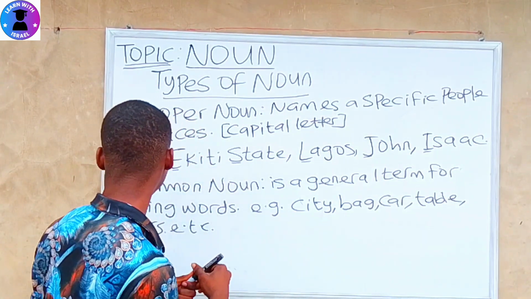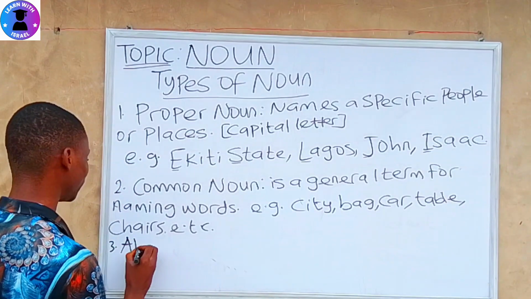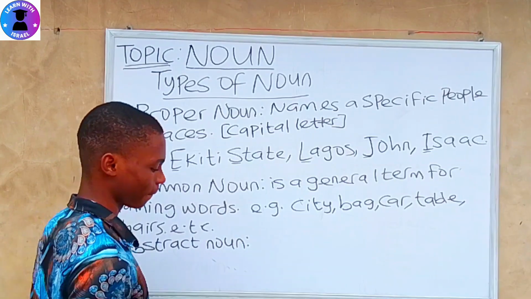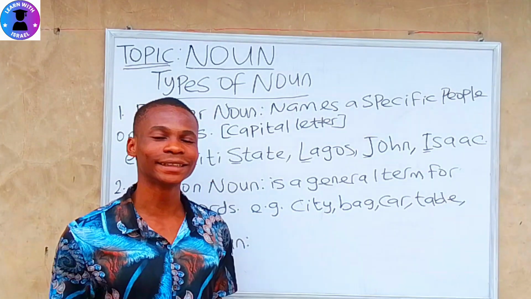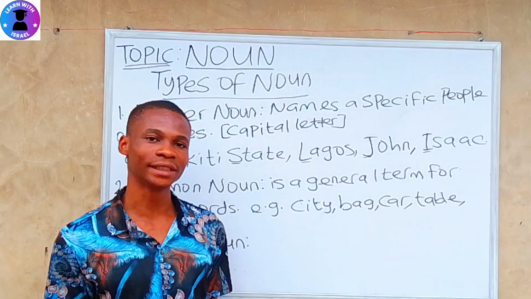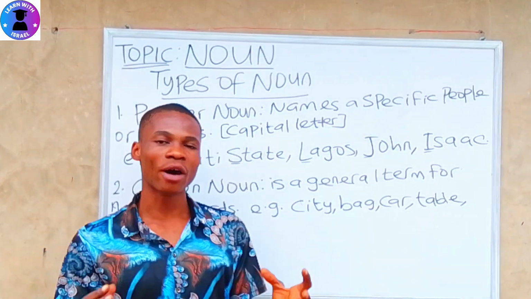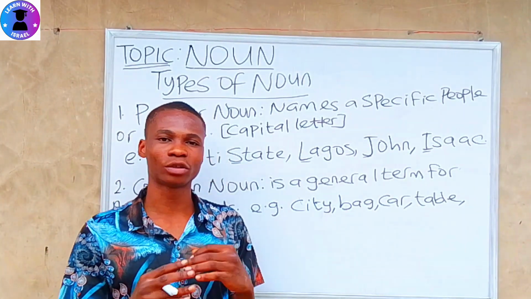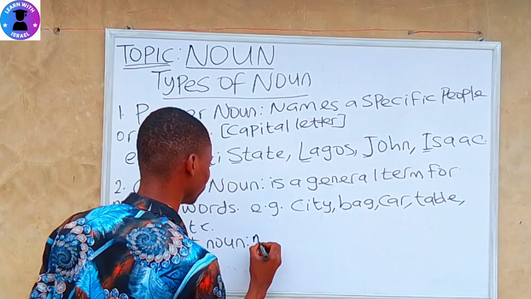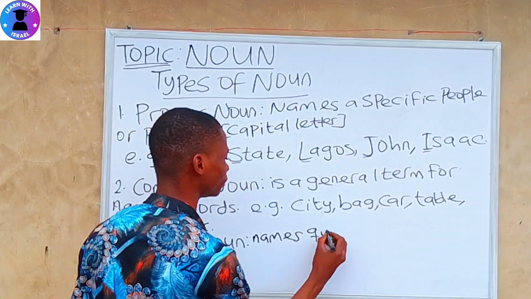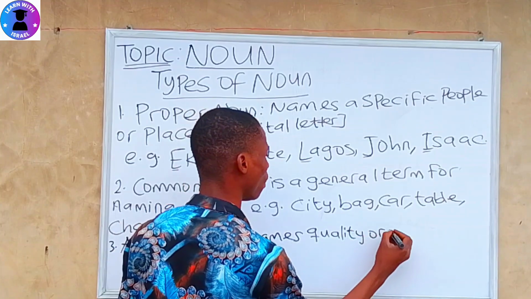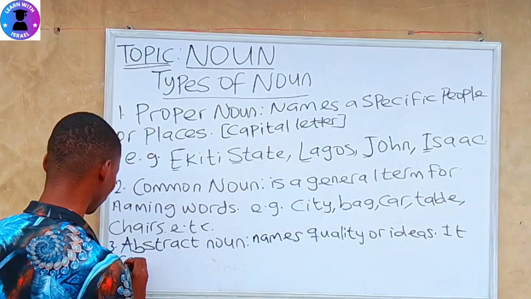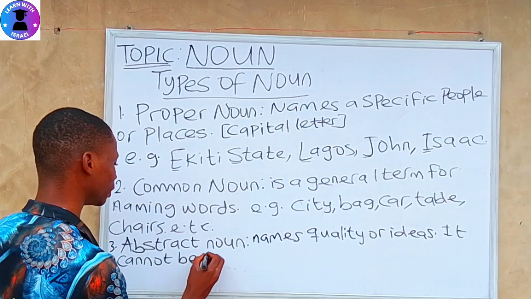So let's move to the next one, which is abstract noun. Abstract nouns are things that you cannot touch or see. Abstract noun names quality or ideas. Abstract nouns are things that you cannot touch. Abstract noun names quality or ideas. Abstract noun cannot be touched.